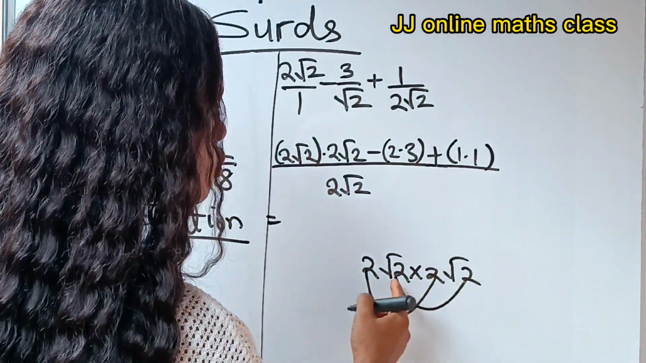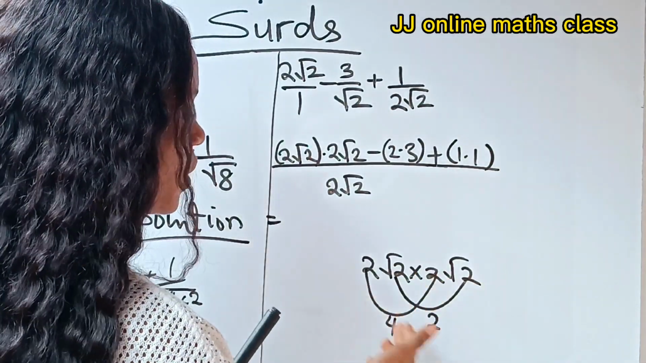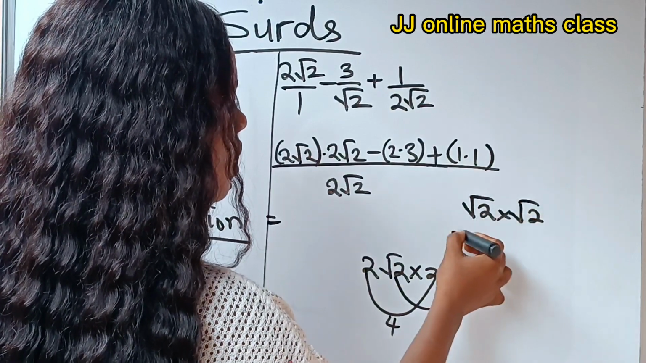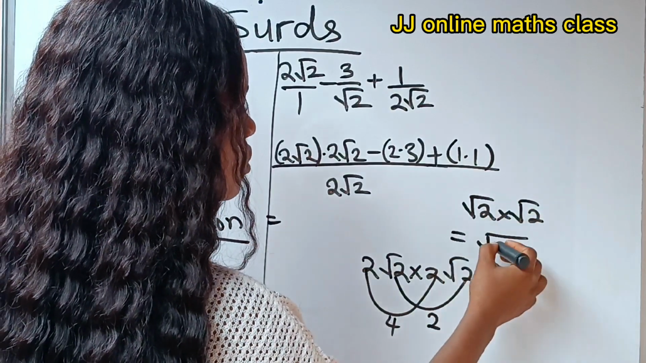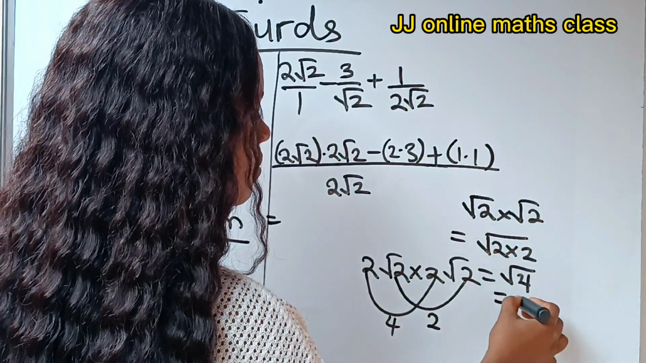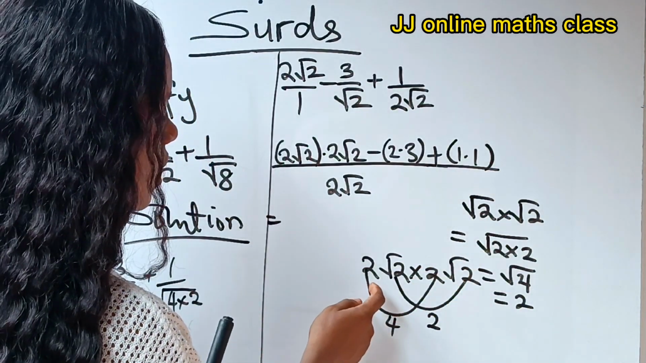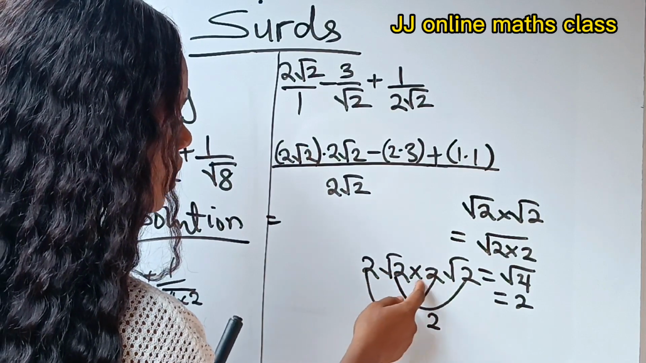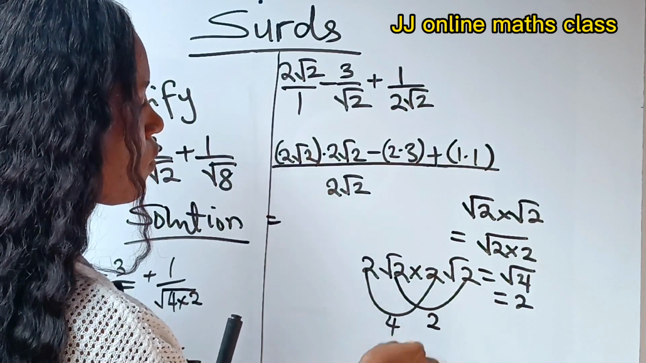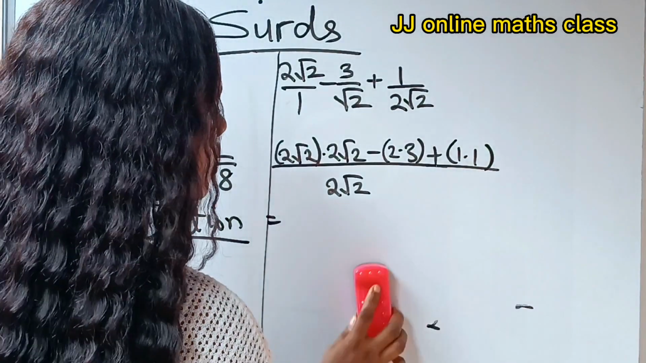Now 2 times 2 will give us 4. Then root will multiply root. Root 2 times root 2 will give us 2. The square root of 2 times the square root of 2 can be written as the square root of 2 times 2, which is the same thing as the square root of 4, which is the same thing as 2. So when we multiply 2 root 2 times 2 root 2, we are going to have 4 times 2. And 4 times 2 will give us 8.